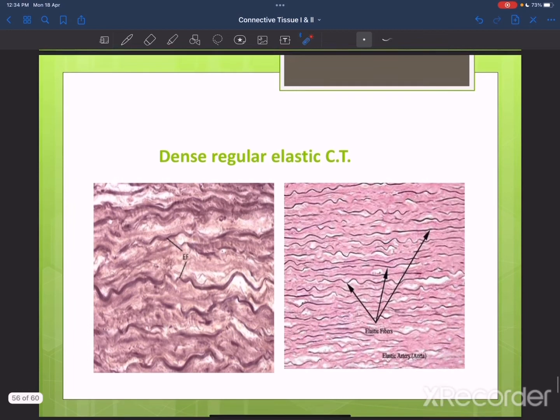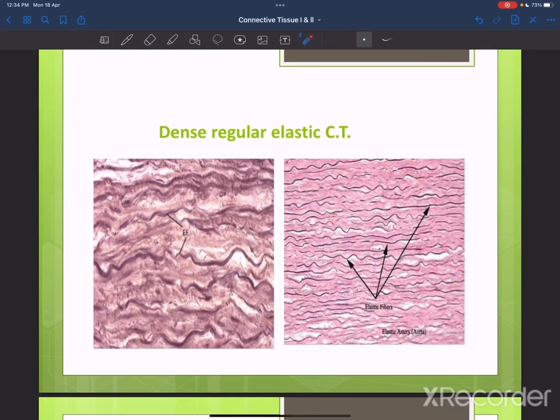So we have these elastic fibers compact with collagen fibers. So these are the elastic fibers, seen with high power, and the spaces are filled with collagen fibers.